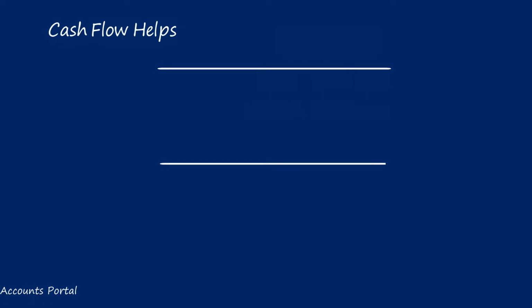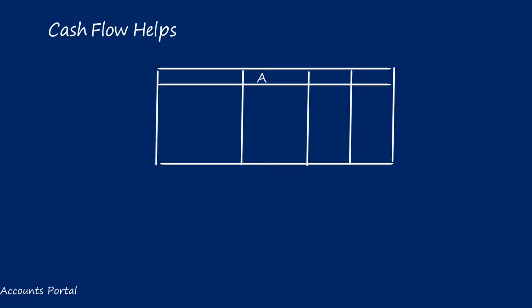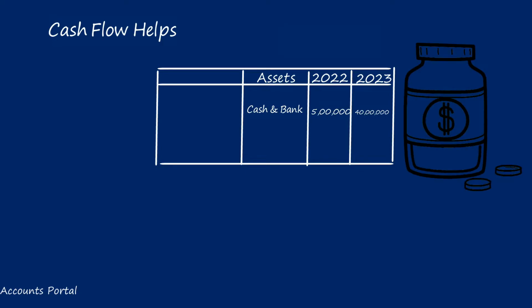Now, how does the cash flow statement help? For example, if I prepare a balance sheet, on the asset side for 2 years, cash in hand as well as cash in bank, both put together, in year 2022 is 5 lakhs and in year 2023 is 40 lakhs. Opening cash balance was 5 lakhs, but closing cash balance was 40 lakhs. If you see the liquidity position, it shows that they have sufficient cash to meet their obligations.